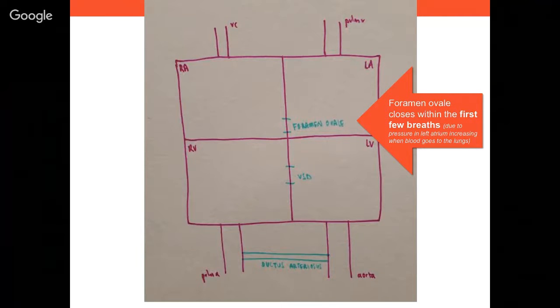So you get this shift, and the little foramen ovale closes like a door because of that pressure difference. Cool. Yeah, you with me? And that happens within the first few breaths of life, and also when you snip off the placenta as well.